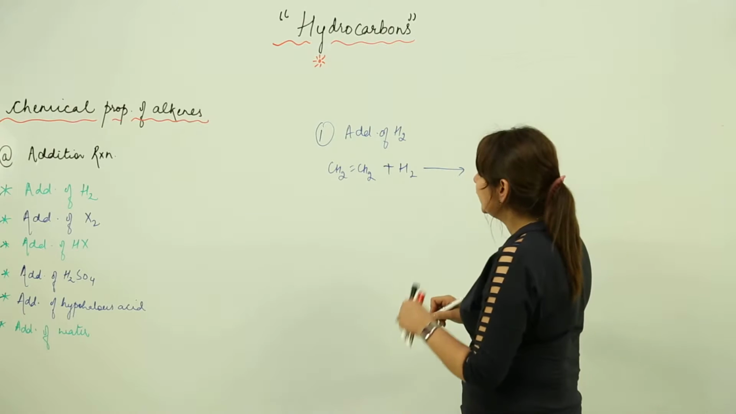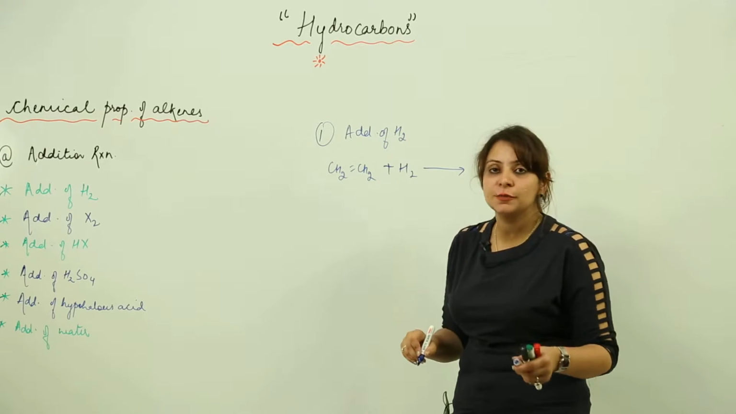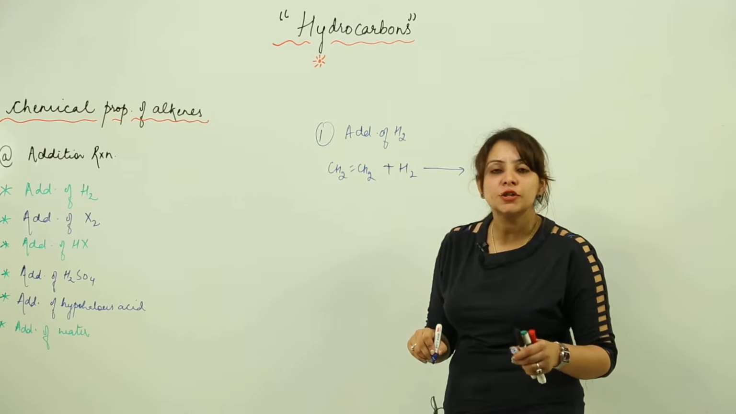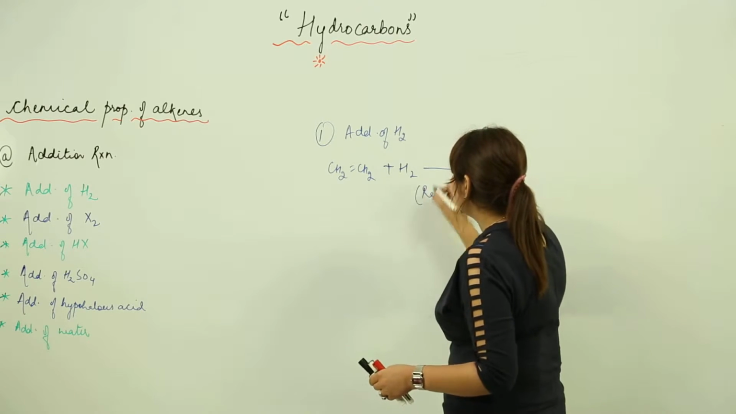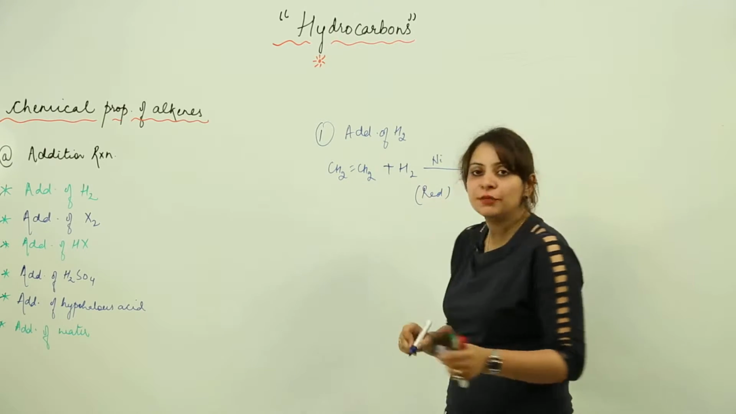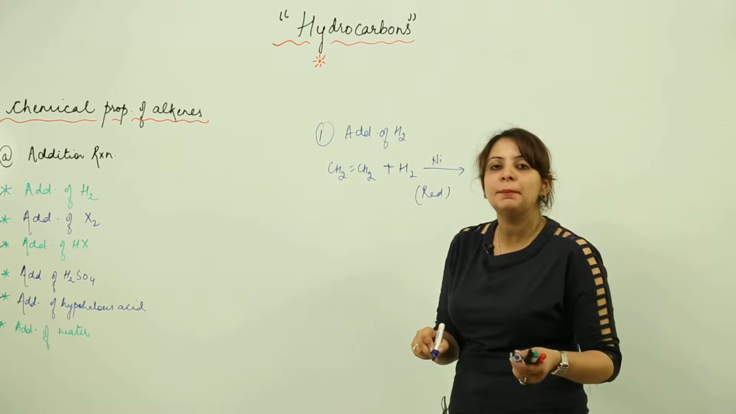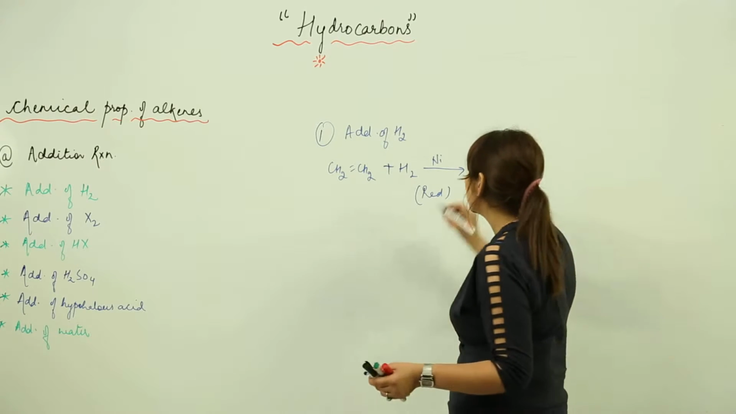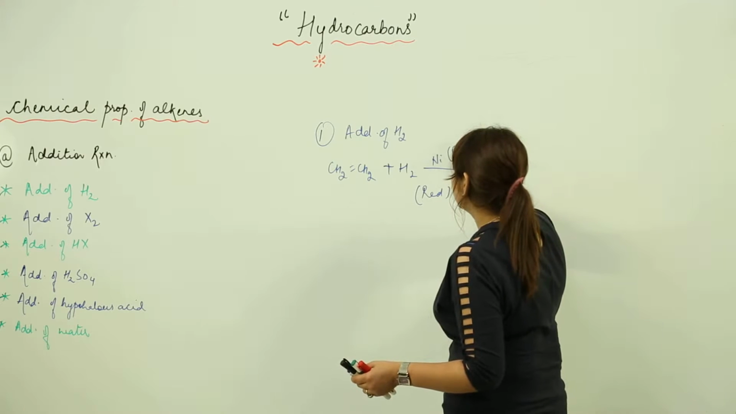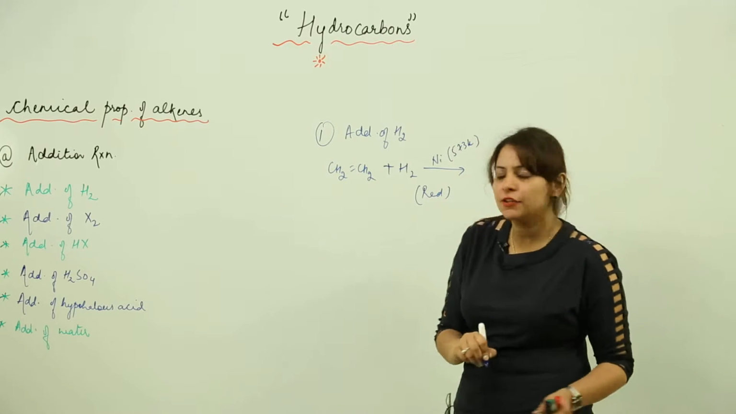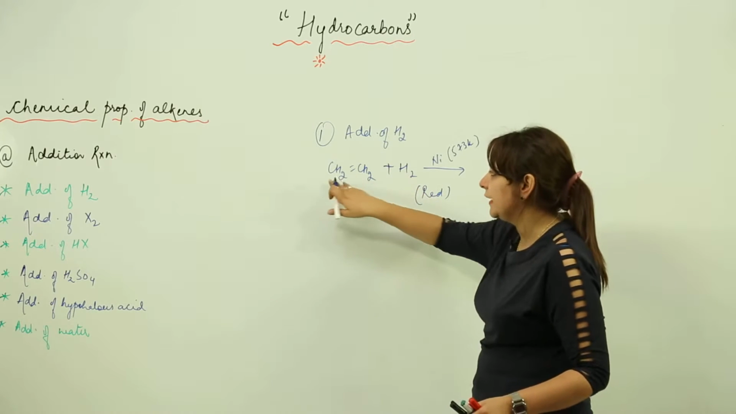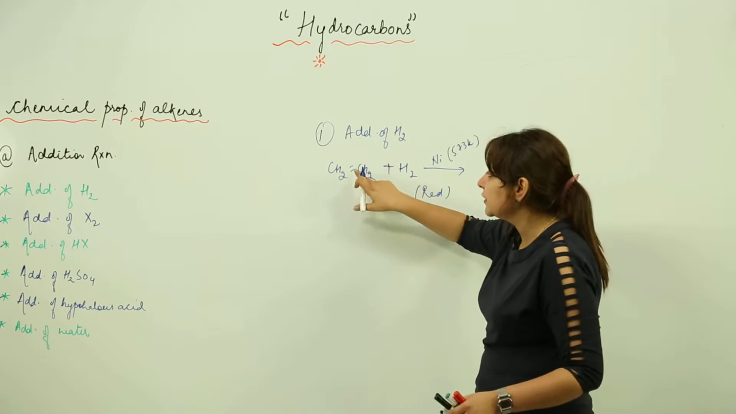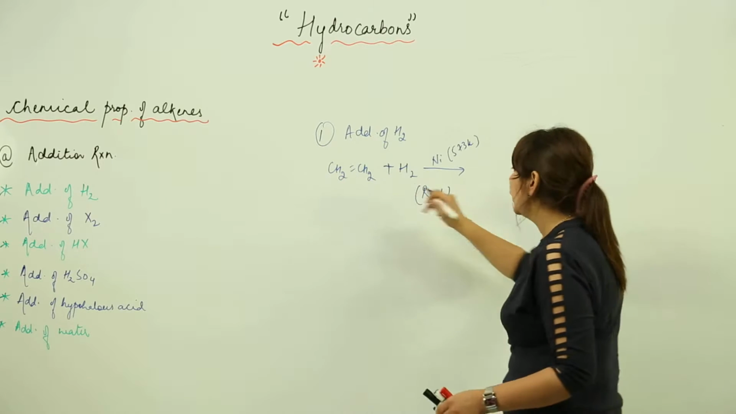Or you can say it is actually a reduction also, because we know that addition of hydrogen is also referred to as reduction. This reaction takes place in the presence of a catalyst, that is nickel, platinum, palladium, any you can use. Nickel requires a higher temperature, approximately 573 Kelvin. So what is going to happen? This H2 is going to attach to the C and C across this double bond, because they possess the double bond, right.